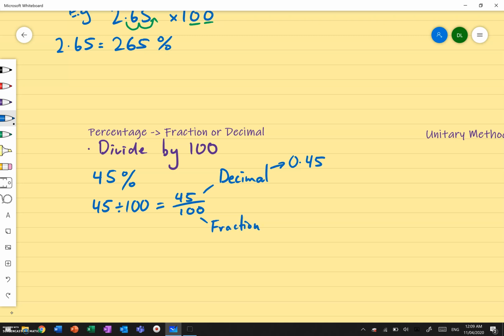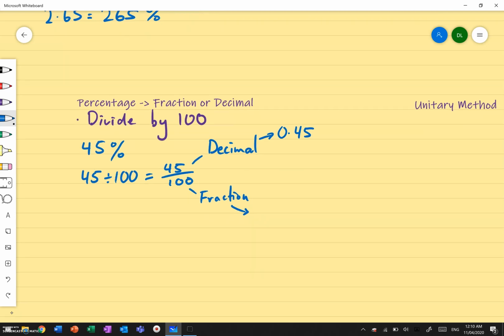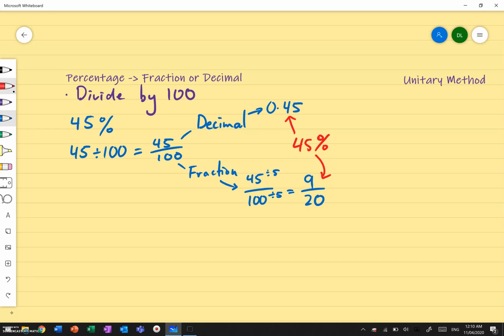But if I'm trying to change it into a fraction, I need to simplify it. So I think to myself, what goes into both 45 and 100? Well, 5. So 45 divided by 5 over 100 divided by 5. 45 divided by 5 is 9, over 100 divided by 5 is 20, and bam, that's my final fraction. So if I wanted to change 45% into a decimal, I would go to 0.45. If I want to change it into a fraction, I'll go to 9 over 20. Let's do one more example for that.